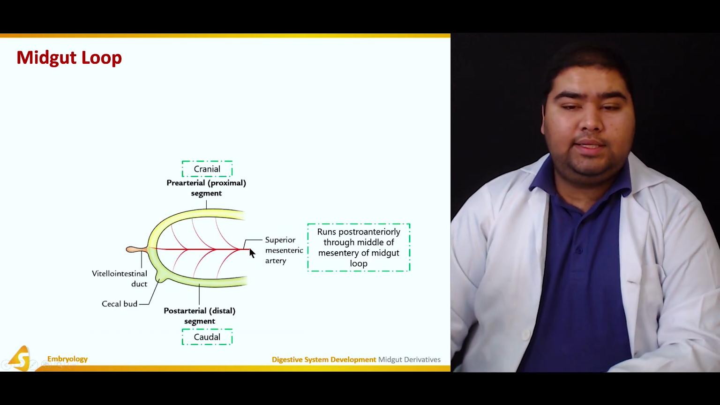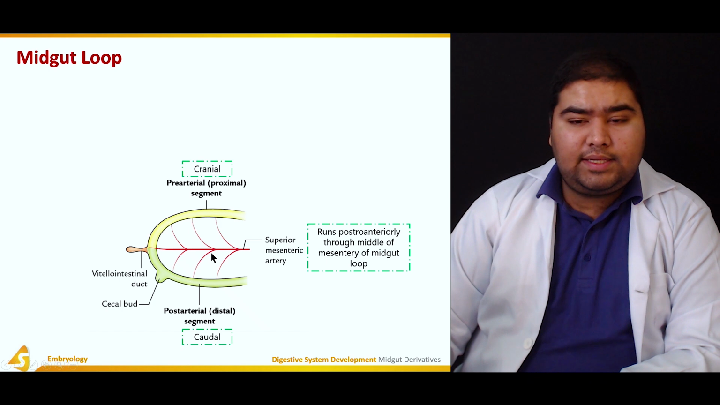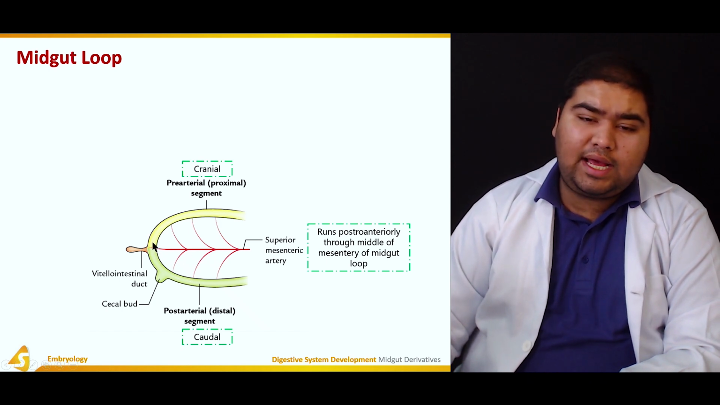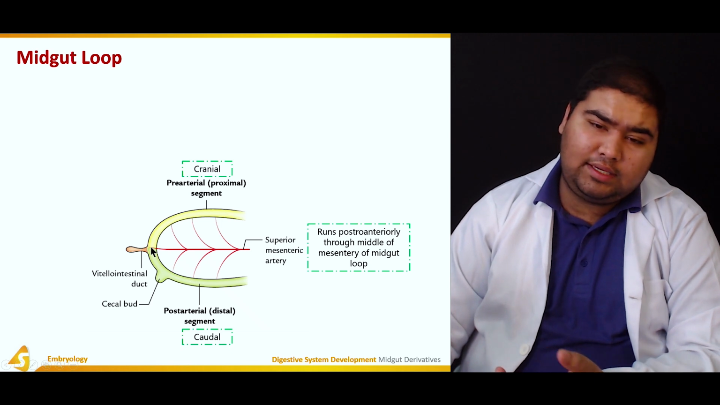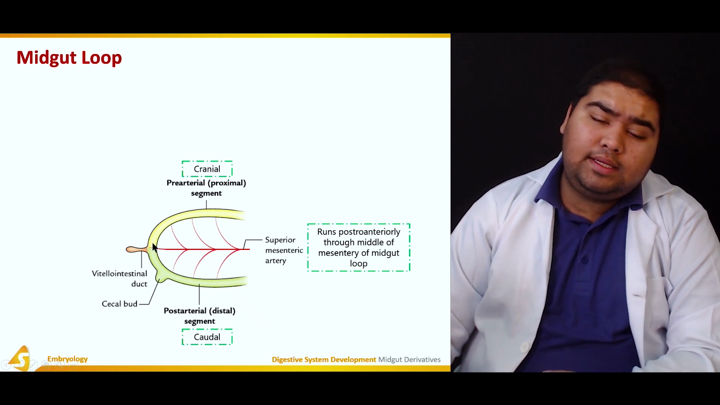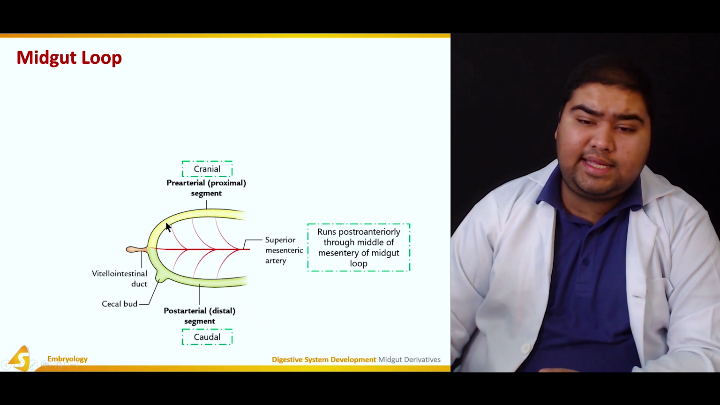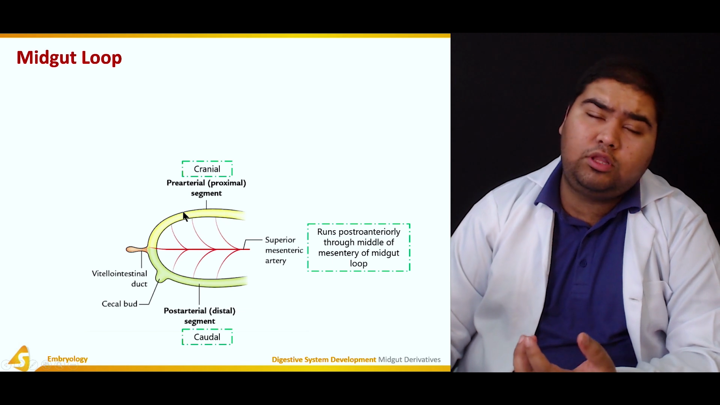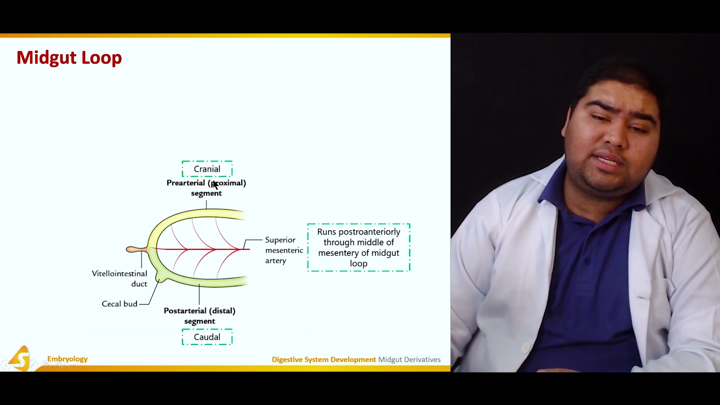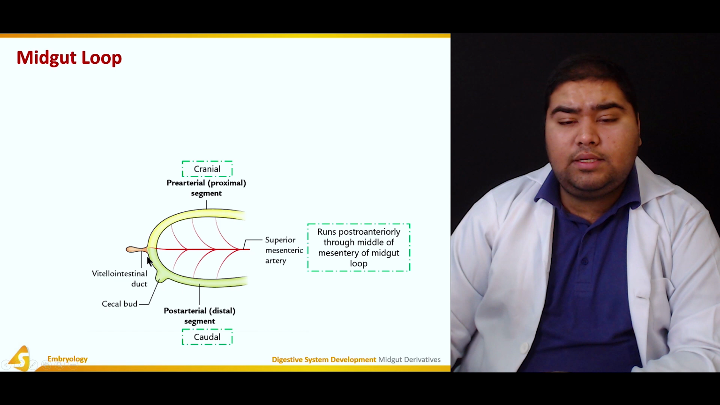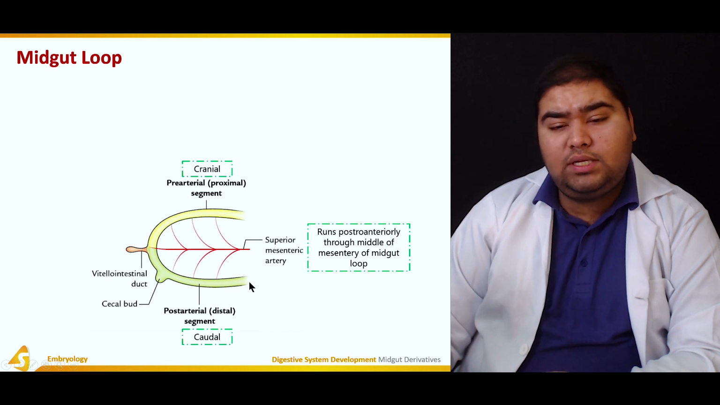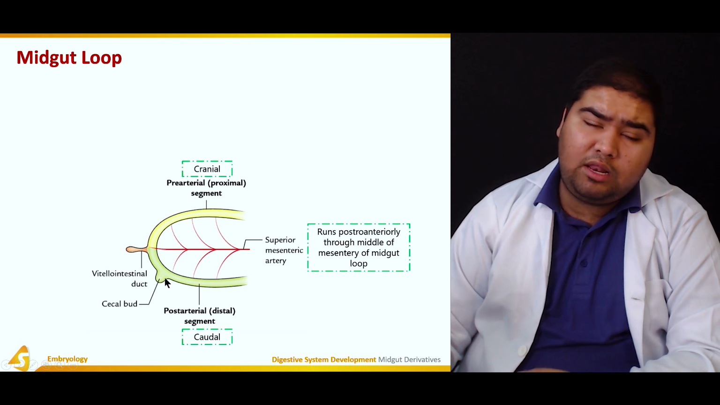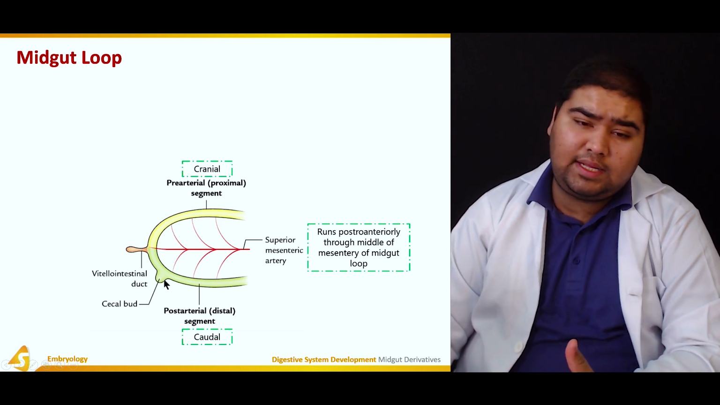Now, this is the superior mesenteric artery which is supplying the midgut. This is the site at which the superior mesenteric artery actually supplies. The segment of the midgut before this, in yellow, is the pre-arterial segment or the proximal segment. It is located cranially. The segment distal to this is the post-arterial segment or the distal segment. It is located caudally. This is the cecal bud from where the cecum and the appendix are formed.